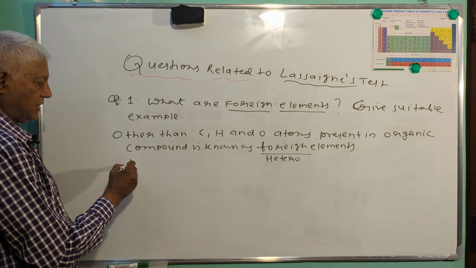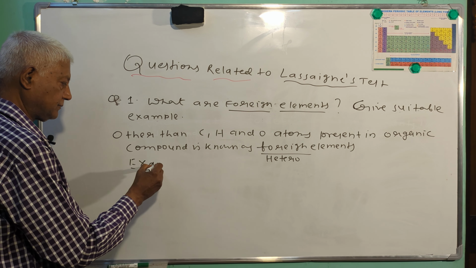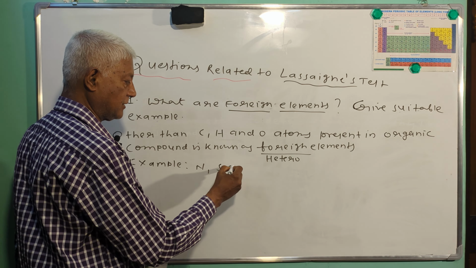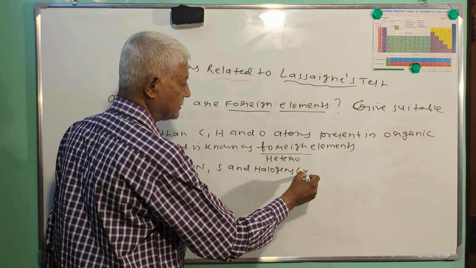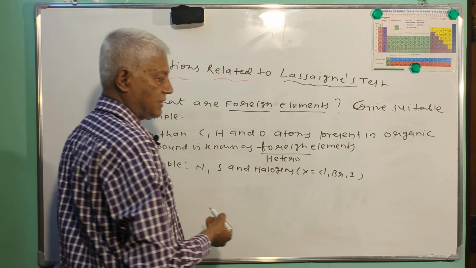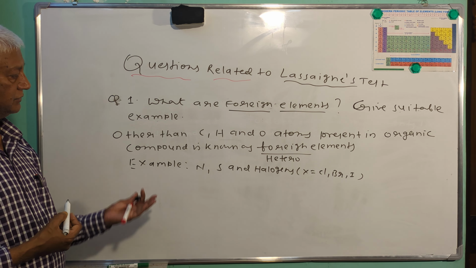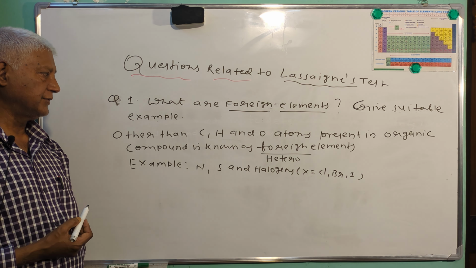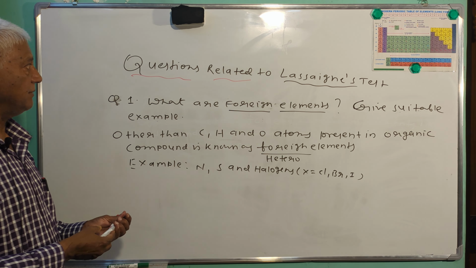So examples are like this: nitrogen, as I have already told you, nitrogen, sulfur and halogen. Halogens means X, maybe chlorine, maybe bromine, maybe iodine. I think you are clear what the foreign elements are.